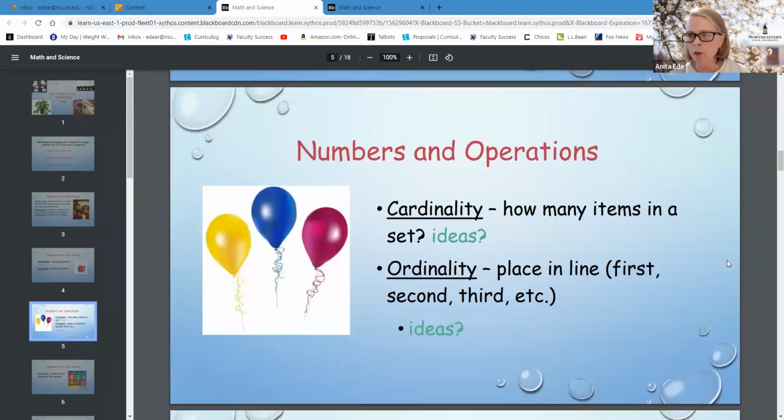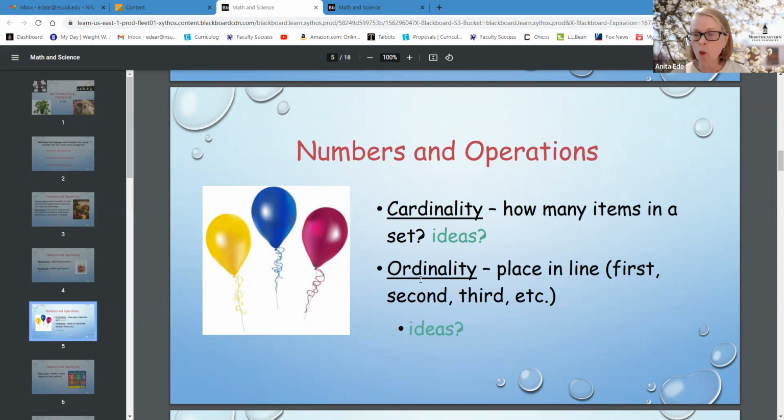The next thing you're going to be held responsible for knowing and teaching is cardinality. How many are in a set? I can look at these balloons and instantly tell that's 3. But it's developing that ability to do that is the development of cardinality. And that's something that you do teach in pre-K, kindergarten.